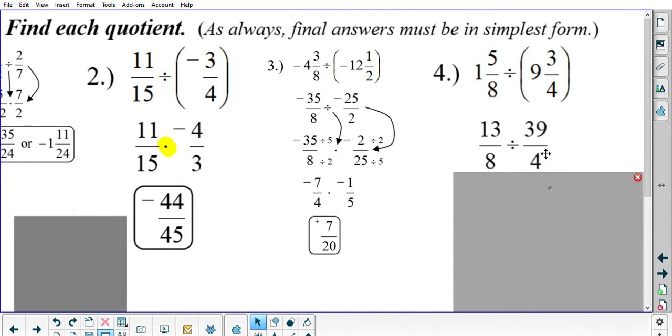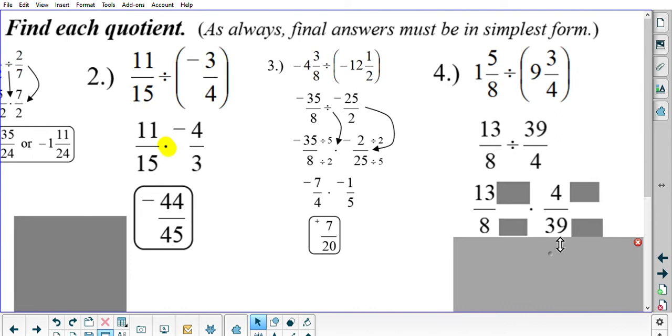Now, from here, do not try to reduce diagonally. You have to make it multiplying by the reciprocal first. That's something that sometimes kids forget. They'll try to reduce diagonally too early. You cannot do it when there's division in between. So, we make it multiplying by the second number's reciprocal. The reciprocal of 39 over 4 is simply just 4 over 39.